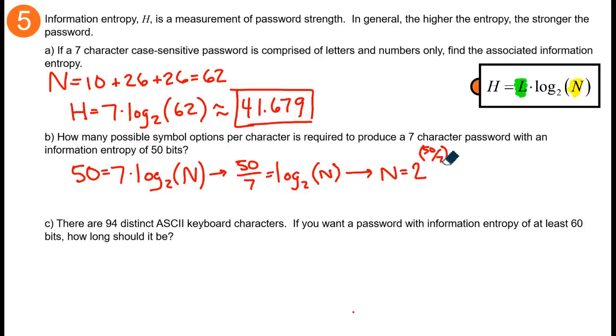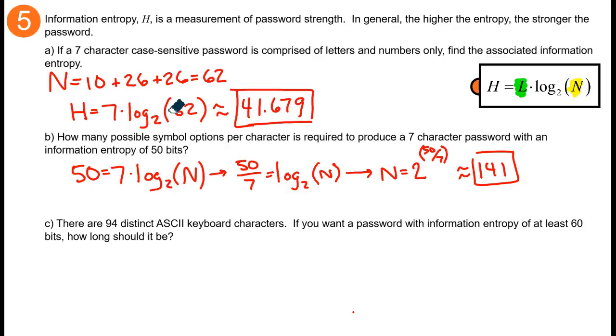When you go ahead and plug that into your calculator, you're going to get an answer of about 141. So if you want a 7-character password with this password strength, you need to have about 141 symbol options for that. Quite a bit more than we had in the previous one, which was only 62 different symbol options.